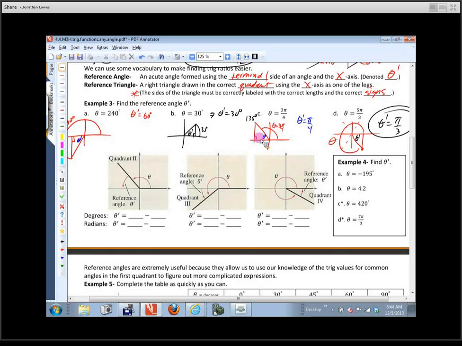You take 180 and you subtract that. So if you're in quadrant 2 and you know this angle from standard position right here, in degrees you're going to take 180 degrees and you're going to subtract theta. So this side right here is 180 degrees. If you subtract what you originally had, that's going to give you this reference angle right here. In radians, that's going to be pi minus theta. Again, I'm not a huge fan of this, but I'm going to show you because it's in the book.